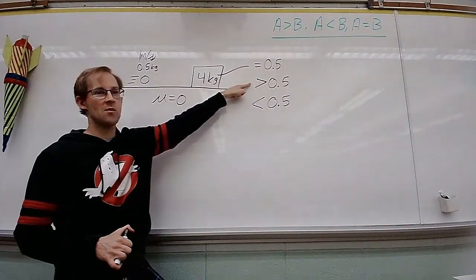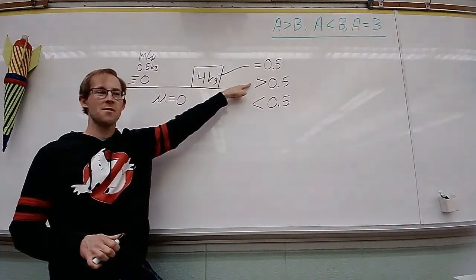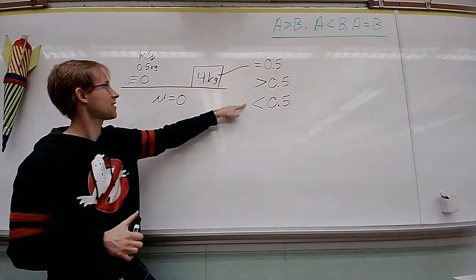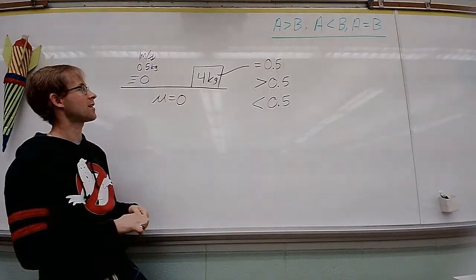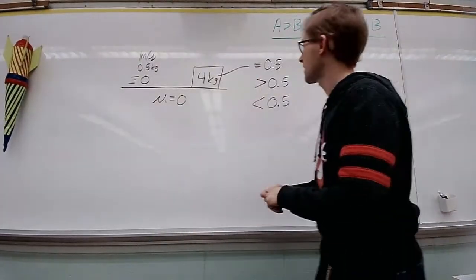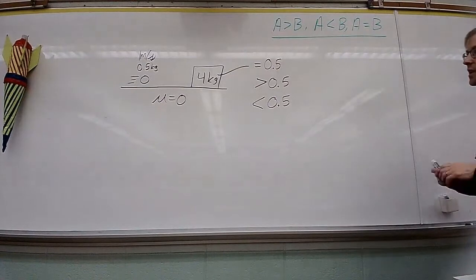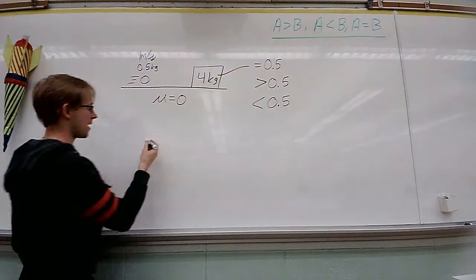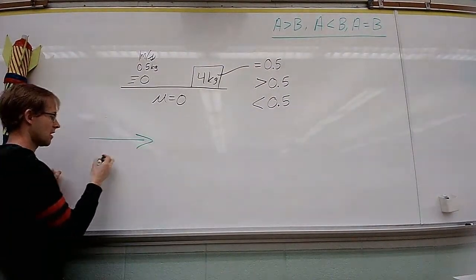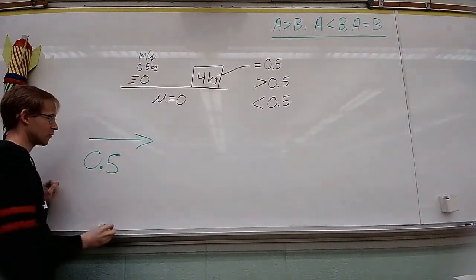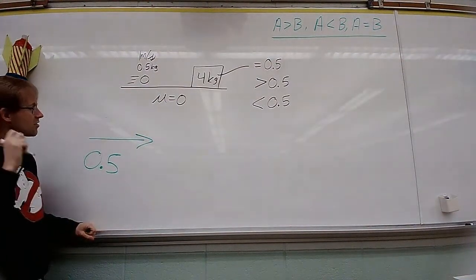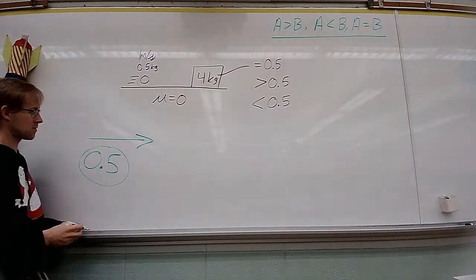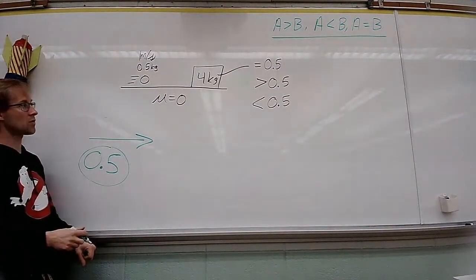It is greater than 0.5. One maybe. It is less than 0.5. Okay, so let's take a little bit closer of a look at this. We know that at the beginning, we've got a total momentum to the right of 0.5. We'll say green means momentum. So that means after the collision, we still must have a total momentum of 0.5 to the right.